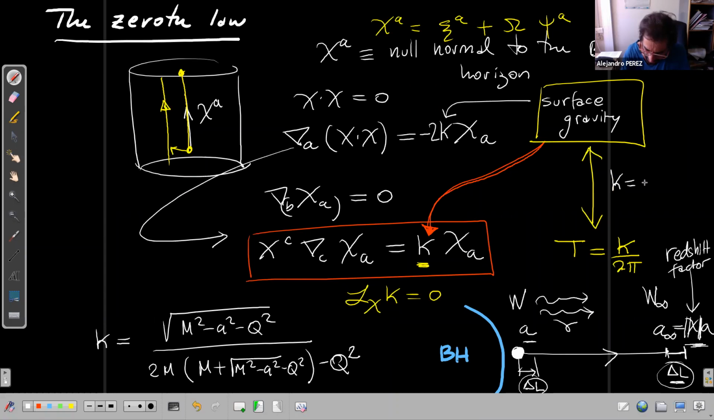is the value, so the limit of A at infinity, the acceleration of gravity felt from infinity, of a particle that is approaching the horizon. And this is why it's called the surface gravity: the acceleration of gravity as seen from infinity. And that quantity will be related to the temperature of the black hole. And this is how we call it surface gravity.